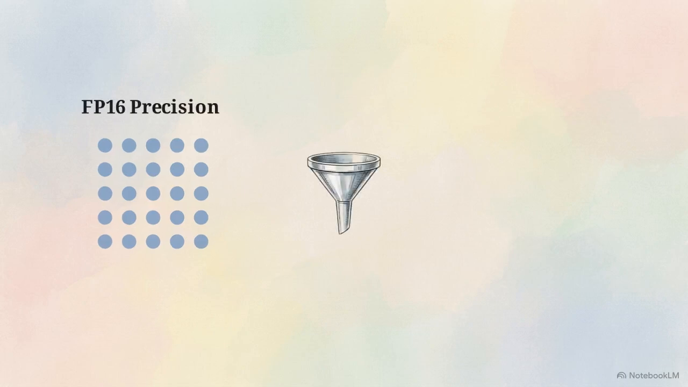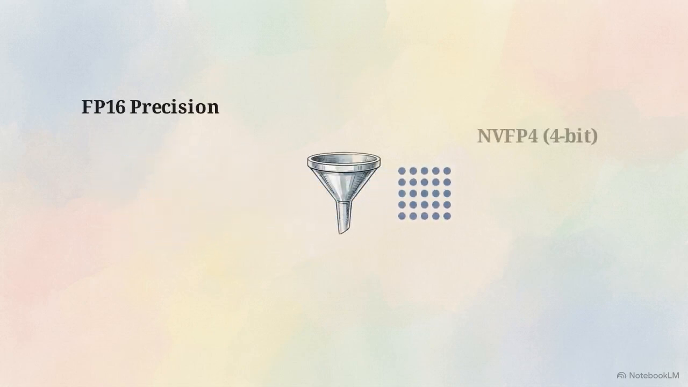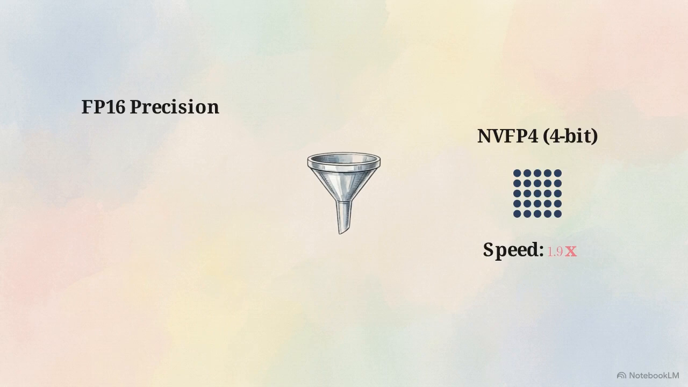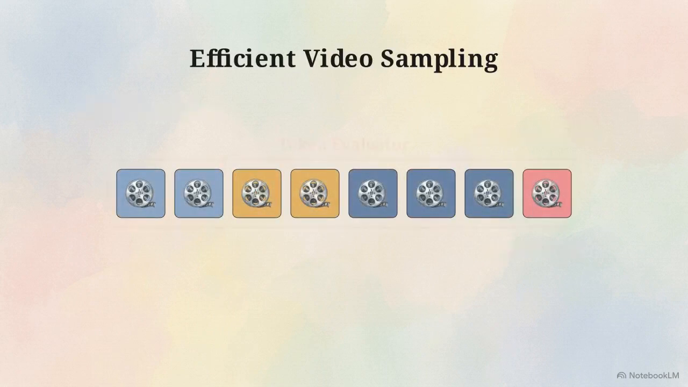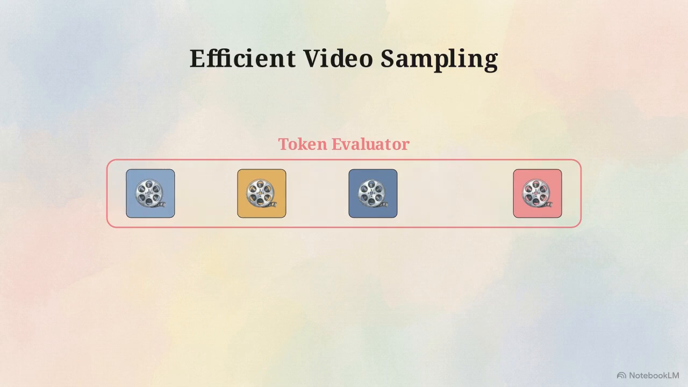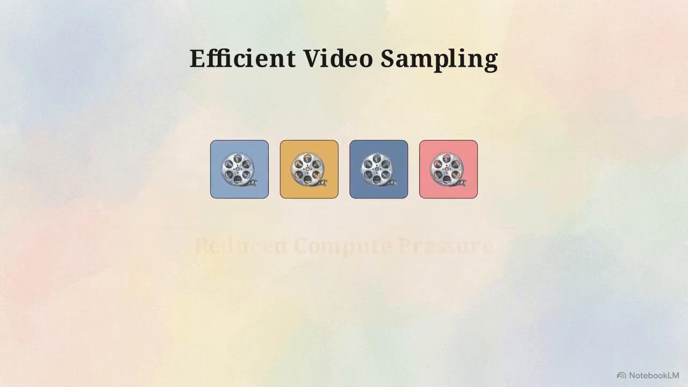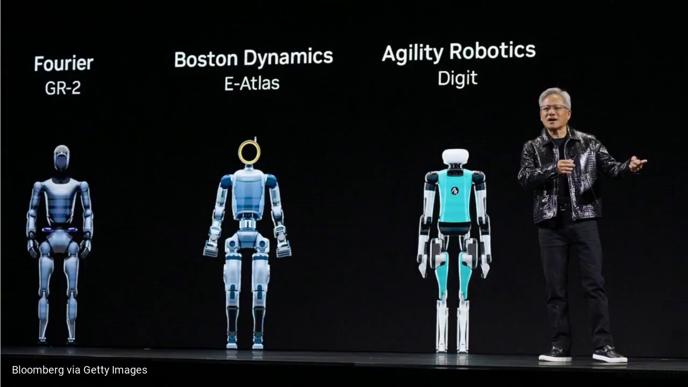4-bit floating-point quantization compresses the neural weights while maintaining mathematical accuracy, yielding up to a 2x acceleration in inference speed. This is paired with efficient video sampling, which prunes redundant data at the token chunk level to lower compute pressure during vision-language reasoning. These optimizations allow the model to deliver data center-grade physical reasoning on untethered edge robotics.